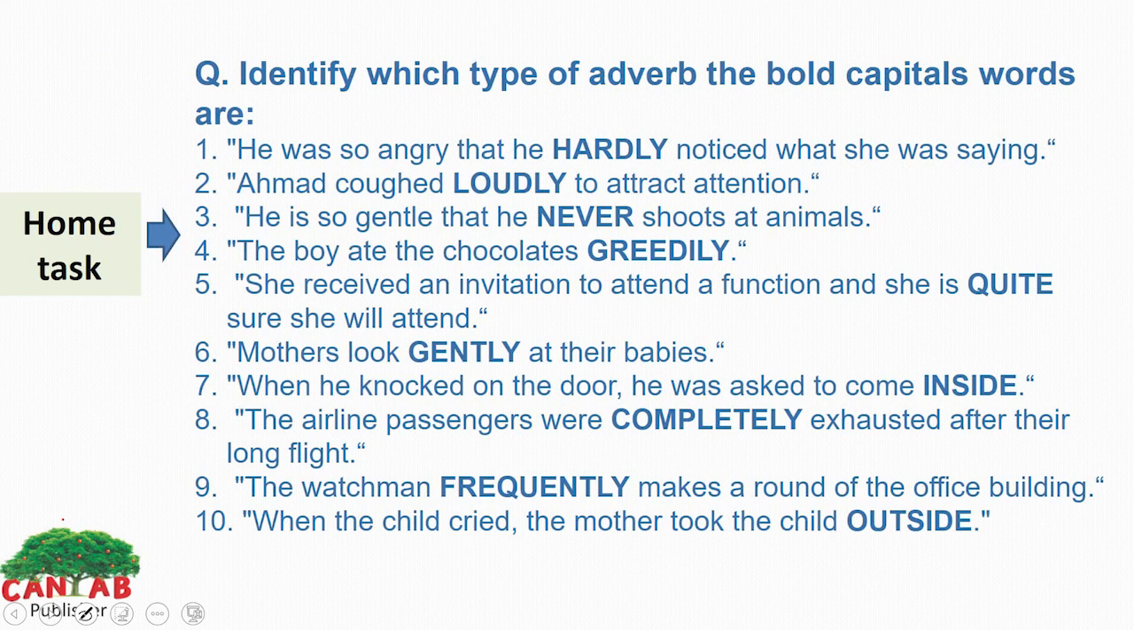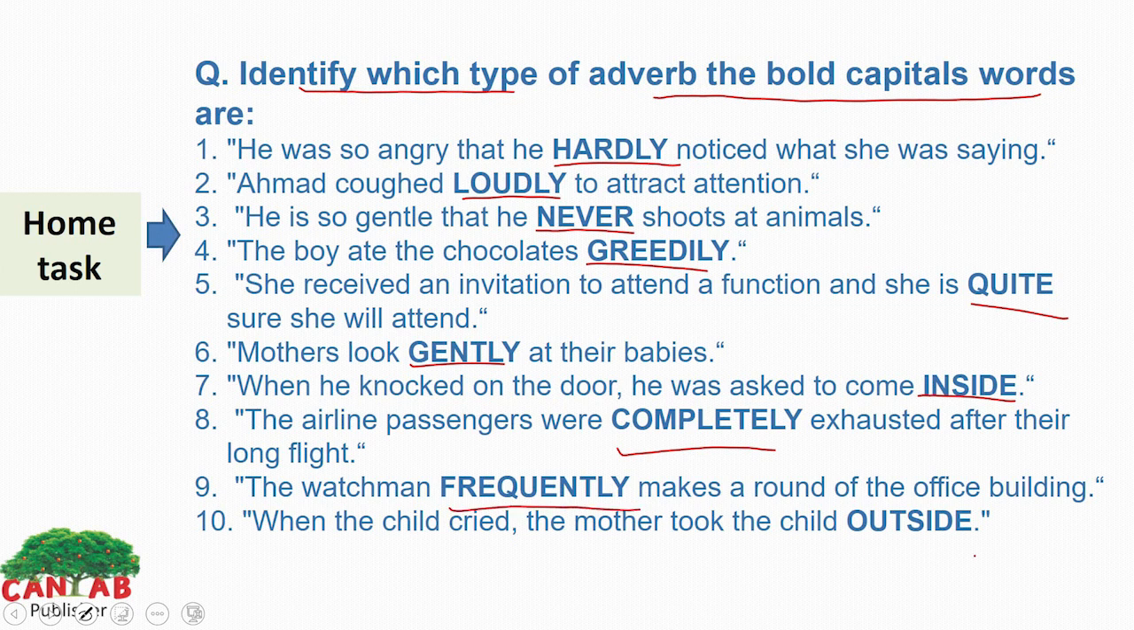This is your home task. What you need to do: identify which type of adverb the bold capital words are. The bold capital words are these: hardly, loudly, never, greedily, quite, gently, inside, completely, frequently, outside. All the types of adverb which we have discussed earlier in this lesson, you have to find out which type of adverb this is, the bold letters in the sentences here. Just read the sentences first and then identify it.